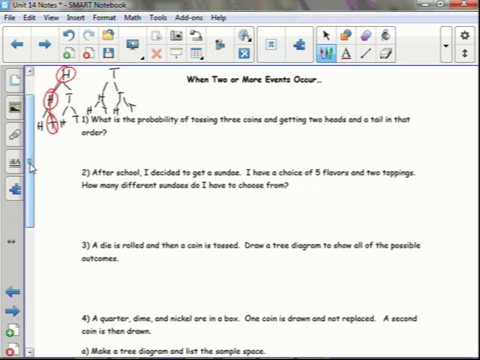Well, we don't have to draw that tree diagram to figure it out. What we can do is multiply the probabilities. The probability of getting a head the first time is 1 out of 2. The second time is 1 out of 2. And the third time is 1 out of 2. And we multiply those together. So 1 times 1 times 1 is 1. 2 times 2 times 2 is 8. And there's our probability in that instance.